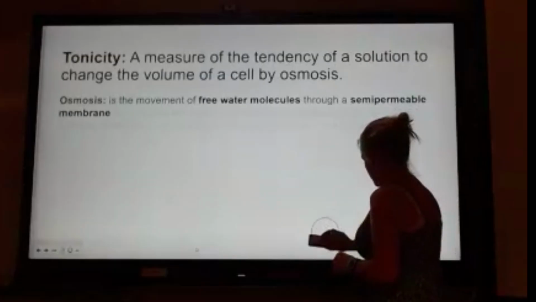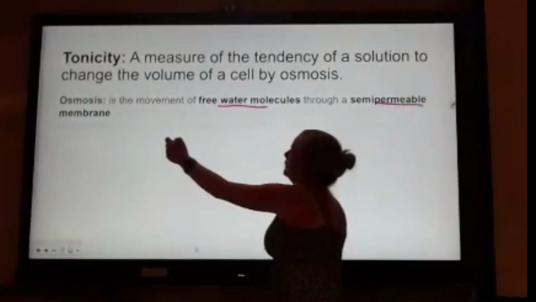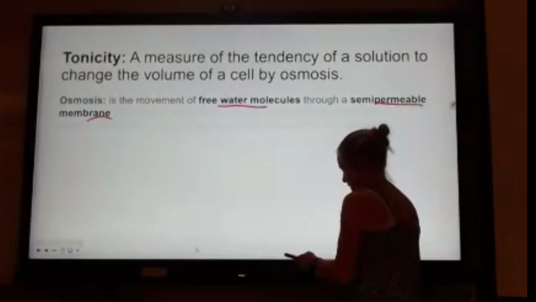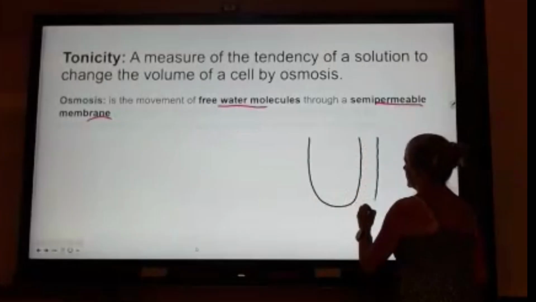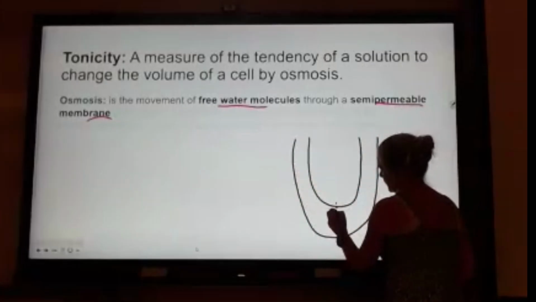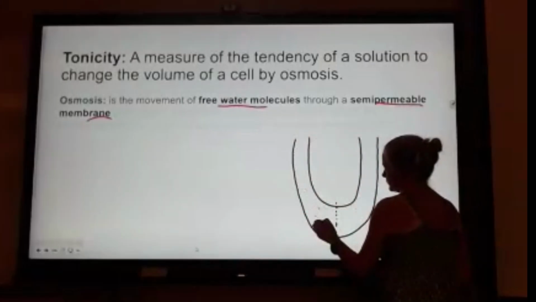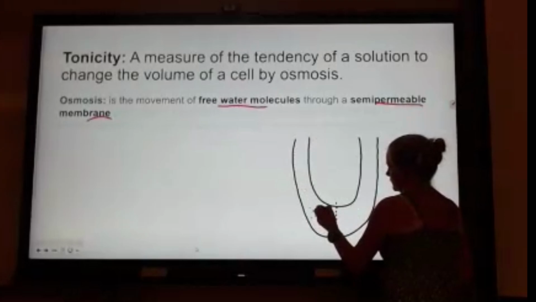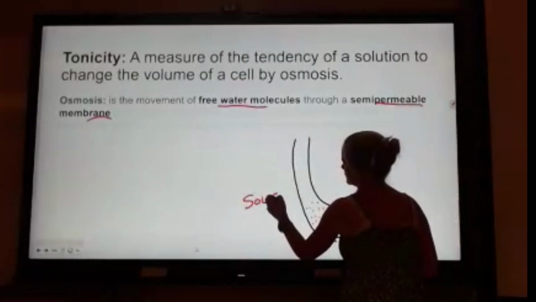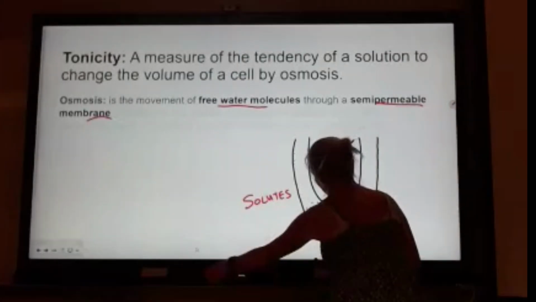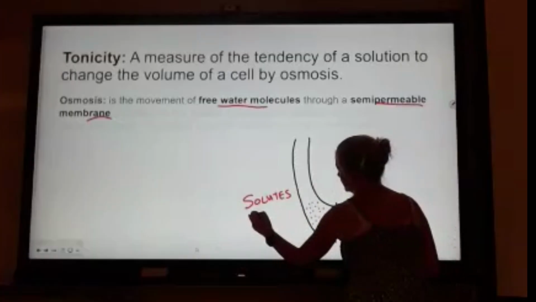And it's important that we remember that there has to be a membrane involved in this situation. The picture in your textbook was like this little tube, and then they had a dotted line to show that semi-permeable membrane. We've got a bunch of, my red is going to be the solutes, so this is the stuff that's dissolved in the water, and my black dots here are going to be the water molecules.